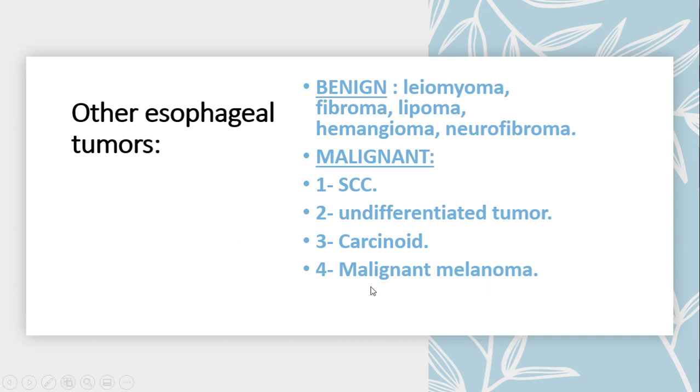Malignant melanoma: melanocytes can be differentiated from the basal cells and the squamous epithelium of the esophagus to produce a malignant tumor, malignant melanoma.